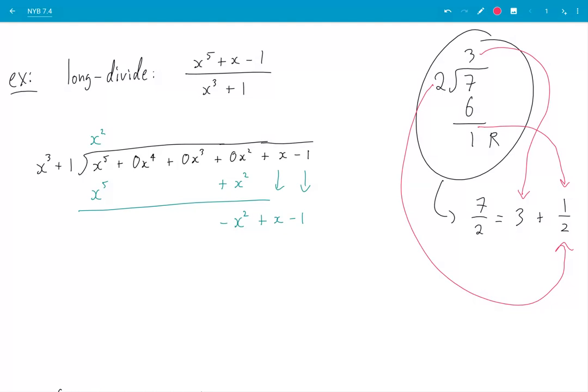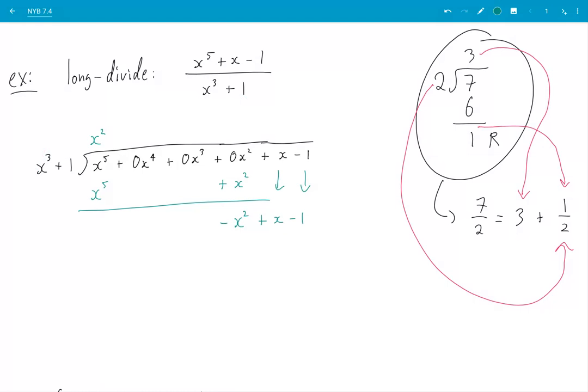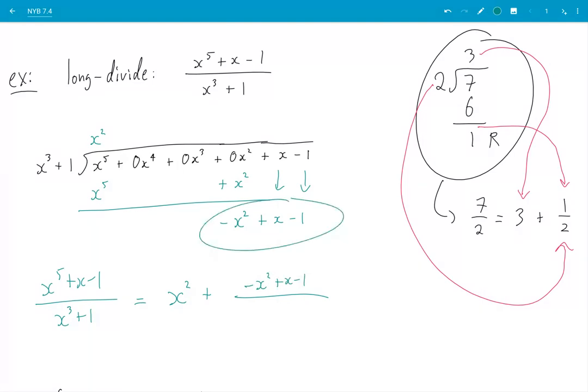So I'll do the same thing with my polynomial long division. I will say x to the 5 plus x minus 1 over x cubed plus 1 is equal to the quotient, x squared, plus the remainder, this guy, over the original denominator. Okay, so that's a technique we'll use.